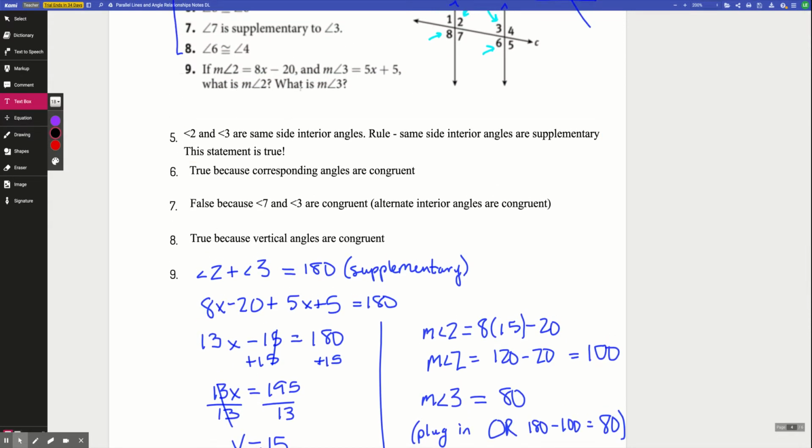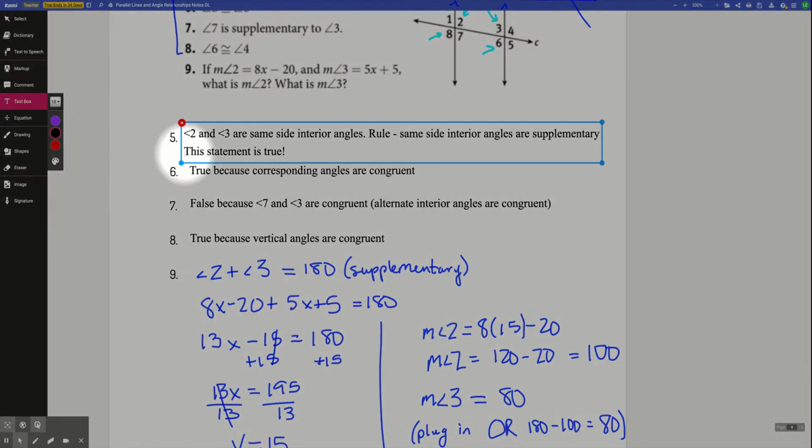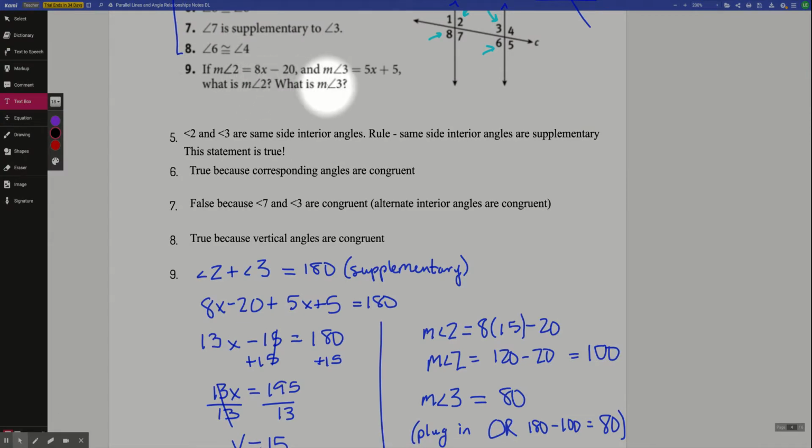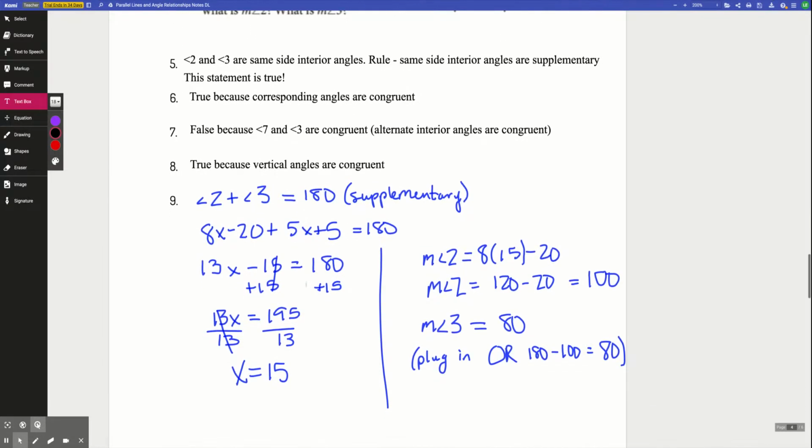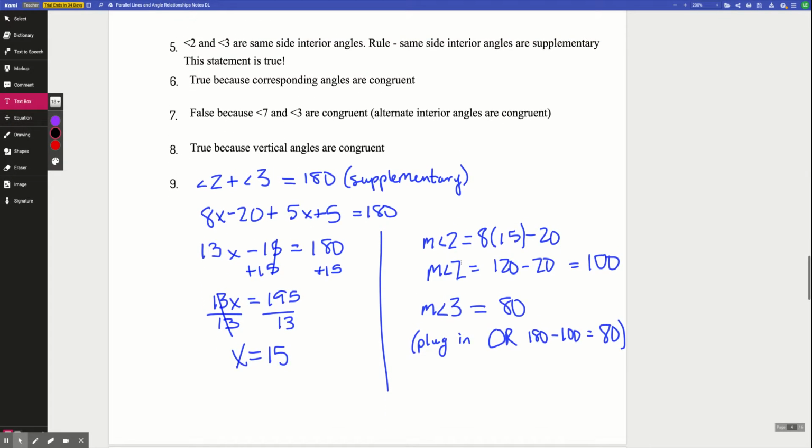And then remember, in all geometry problems, go back up to the question and see, did I answer the question? And here the question is not what is x, the question is what is the measure of angle 2 and what is the measure of angle 3, meaning I want to know how big those angles are. Okay, so in order to figure that out, I have to plug x back in to the two expressions that I have. So measure of angle 2 is 8 times, it's not 8x minus 20 now, it's 8 times 15 minus 20. Right? 8 times 15 is 120. Minus 20 is equal to 100.